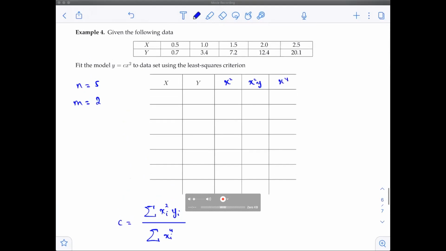We're going to use the Excel spreadsheet in a few minutes, but let's write down the information for the x and y columns here. So x is 0.5, 1, 1.5, 2, and 2.5. The y values are 0.7, 3.4, 7.2, 12.4, and 20.1.